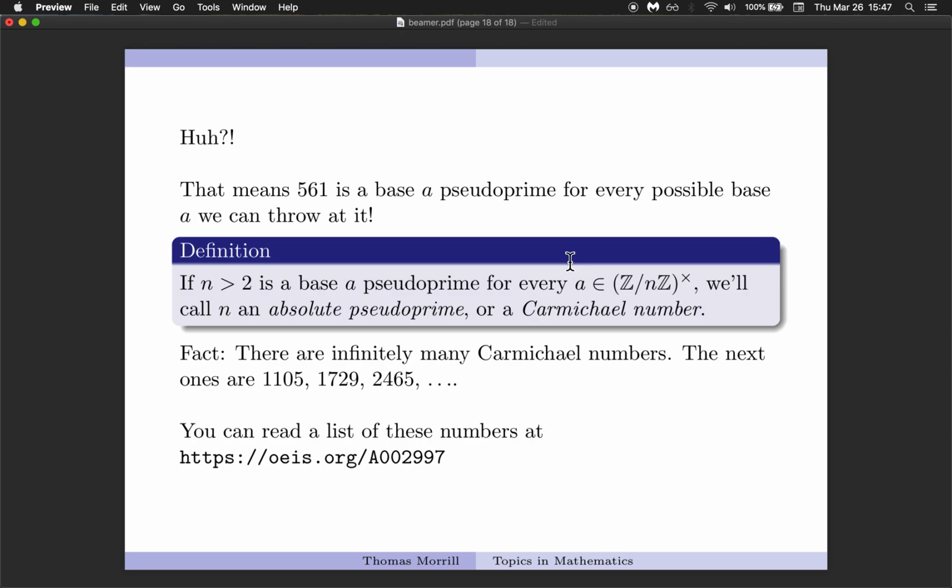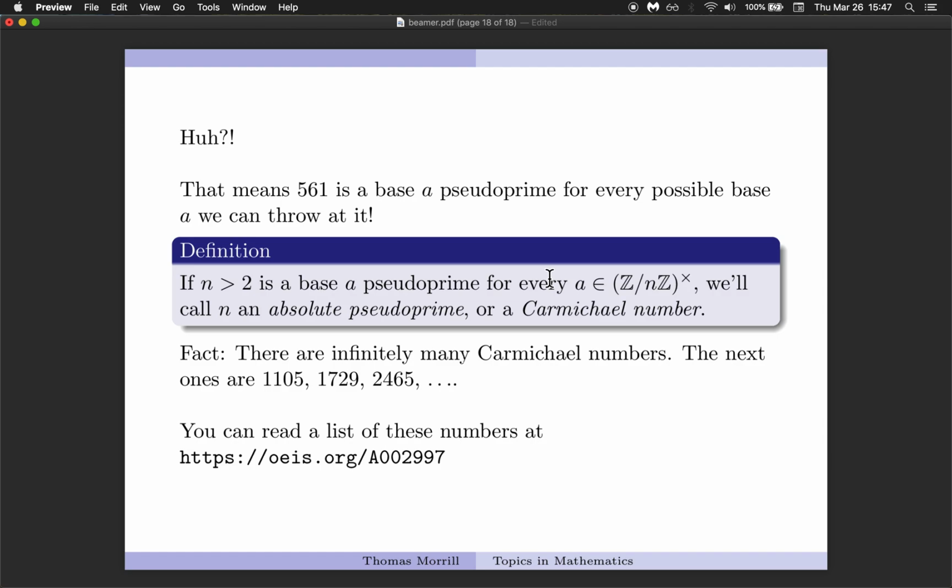Carmichael was a mathematician who worked towards the beginning of the 20th century, conjectured that there should be infinitely many absolute pseudoprimes, and that is true. There are infinitely many composite numbers that will pass through this test as though they were prime numbers. So, for his work on the subject, we call these Carmichael numbers. And there are infinitely many of them.